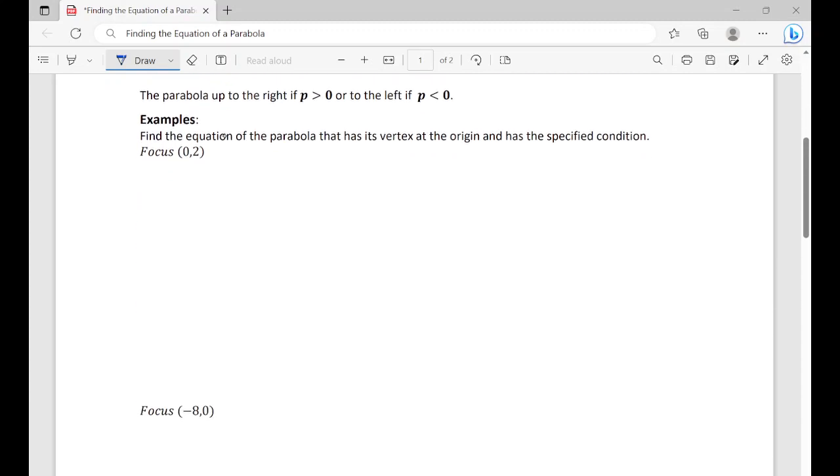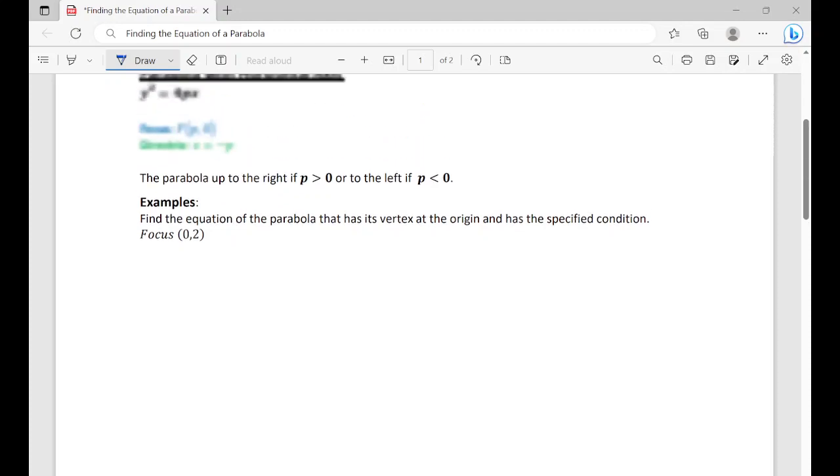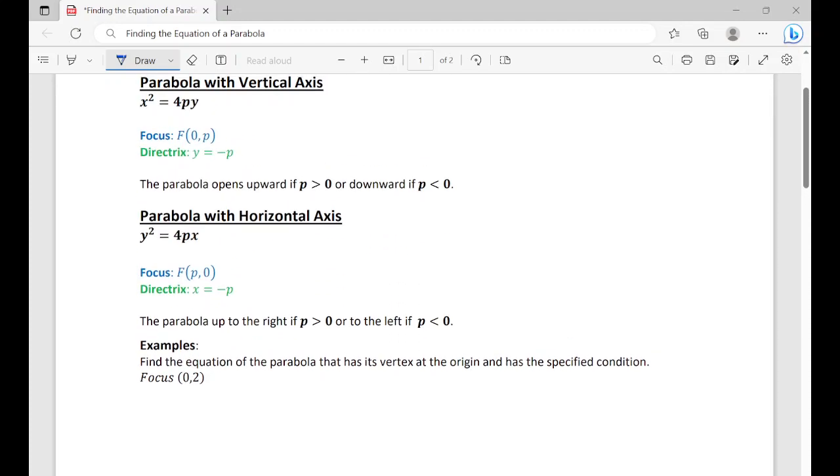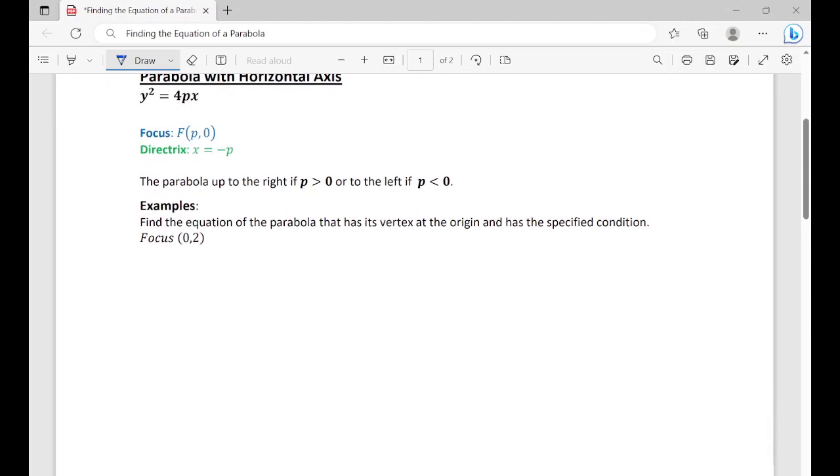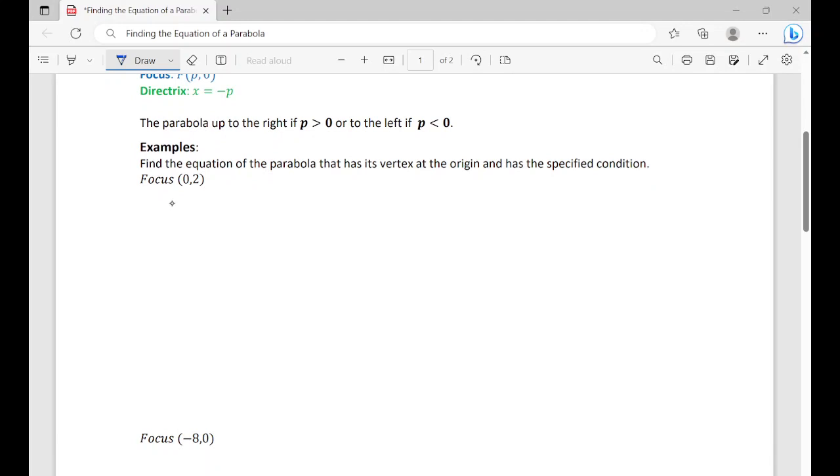So we're going to find the equation of the parabola that has its vertex at the origin and has the specified condition. So all of them are going to be at 0, 0 for the vertex. For the first one, we have a focus at 0, 2. So since it's 0, 2, we know that this fits more in line with the vertical axis, which has a focus of 0, p. So 0, p is the form, so that means our p-value is 2.